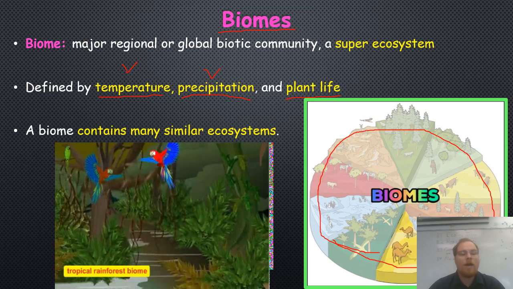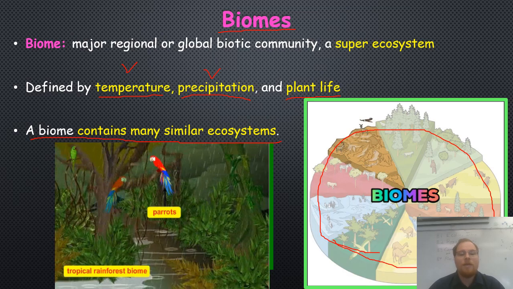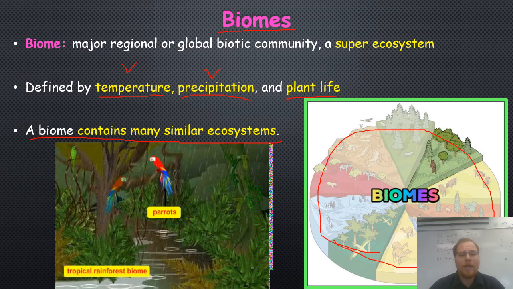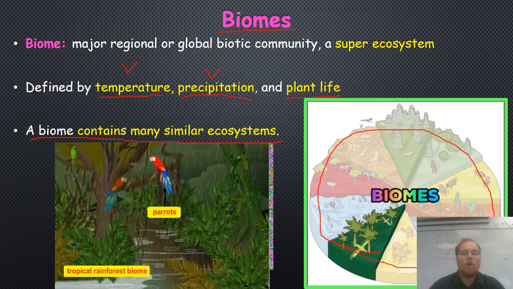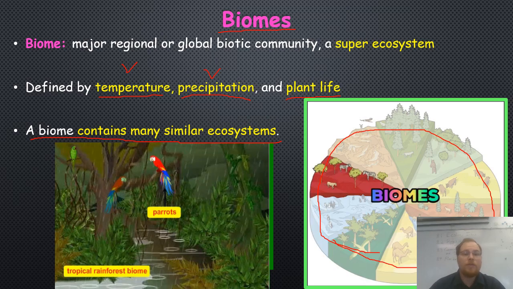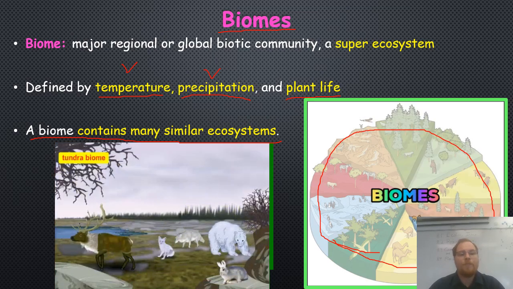Just remember, biomes contain a bunch of different kinds of ecosystems. If you look at a jungle, you're going to have streams and ponds and rivers along with a jungle ecosystem too, and cave ecosystems, all these different ecosystems within one biome.